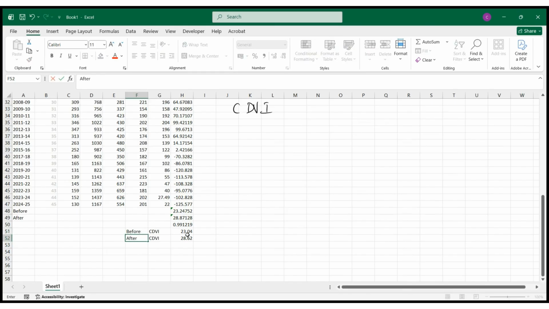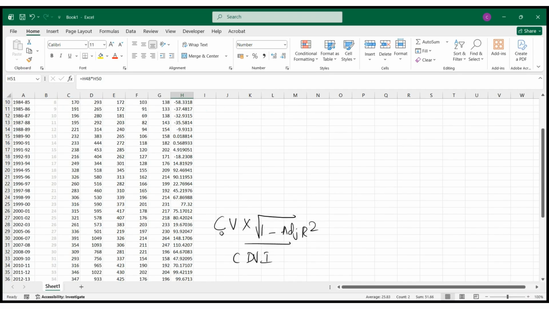The CDVI is an index, so we can easily interpret it. If the value is very high, we can say it has higher instability. If the values are very low, we can say it has lesser instability. While comparing between two time periods, we can compare the CDVI values and easily interpret the results. So this is the easy and simple way of estimating the CDVI.